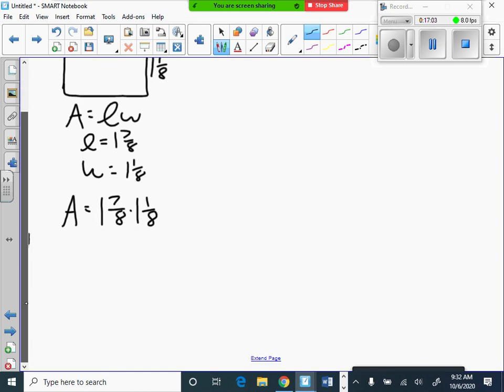All right. How do I multiply fractions? Kaya, you've been gone. You can help me out. How do I multiply fractions? You make it improper. Perfect. Make them improper. 1 times 8 is 8 plus 7 is 15. So area equals 15 over 8 times 9 over 8.